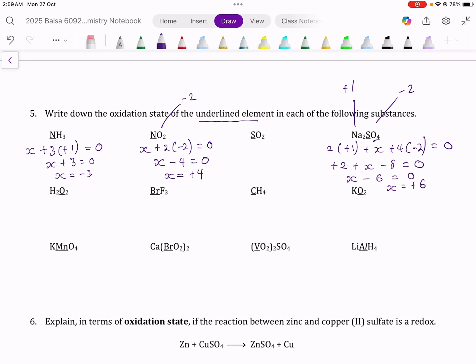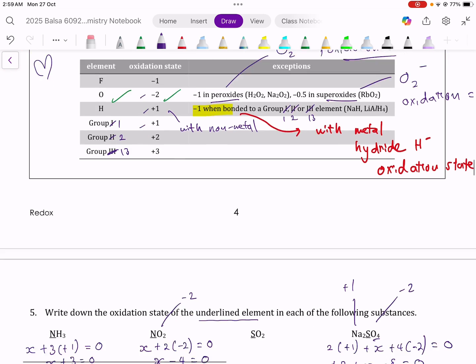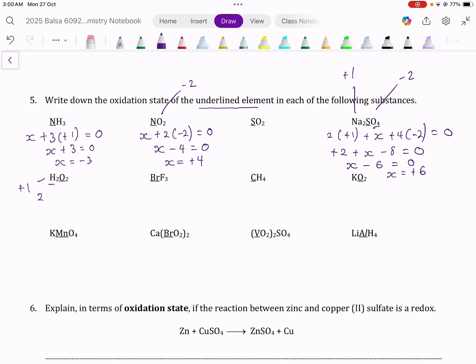Then the next one is I think a hydrogen peroxide case. So the hydrogen down here is plus 1 because why? With non-metal it is plus 1. So 2 plus 1 plus 2x equals to 0. So 2x plus 2 equals to 0. 2x equals to minus 2. X equals to minus 1.